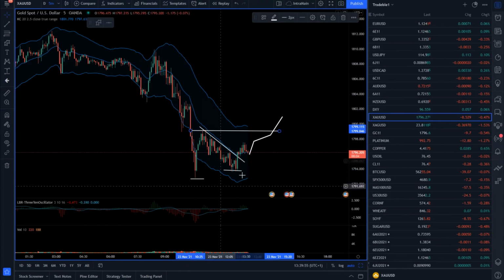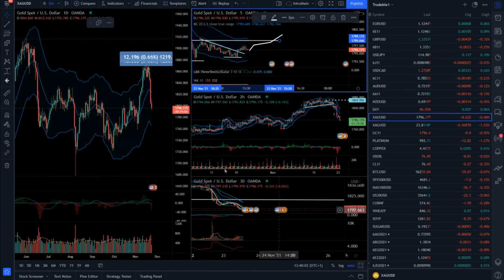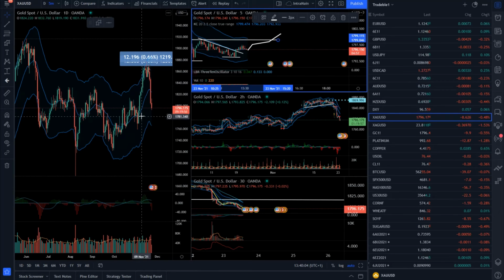So we're trying to find a bottom. It seems like gold is exhausted for now, trying to balance for a bit. So I will watch to see if that area around 1796, 1792 can hold as support. Maybe tomorrow we can have something interesting for the upside.